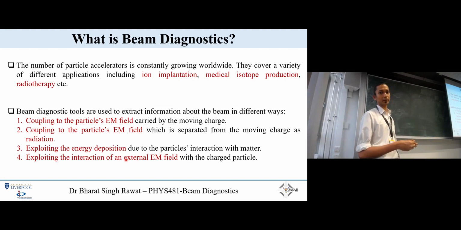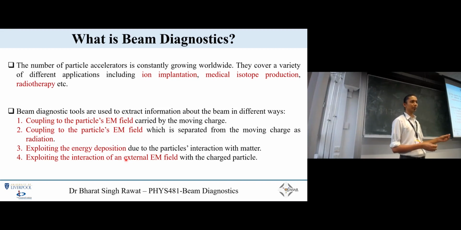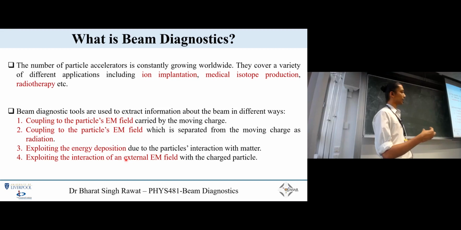Second is the coupling of the electromagnetic field of the particle which is separated from the particle. For example, if a particle is moving, it is also emitting radiation. And that emitted radiation also contains key information about the particle. So if we know how to couple the radiation with the particle's properties, we can understand how the particle behaves.